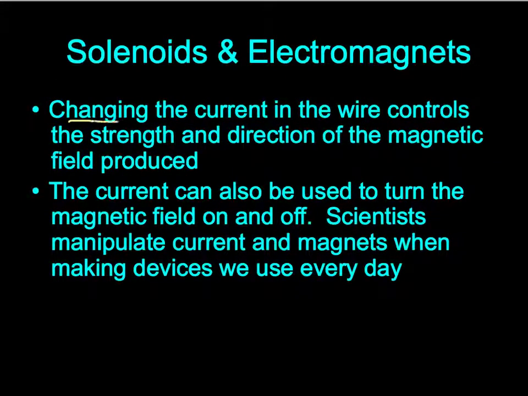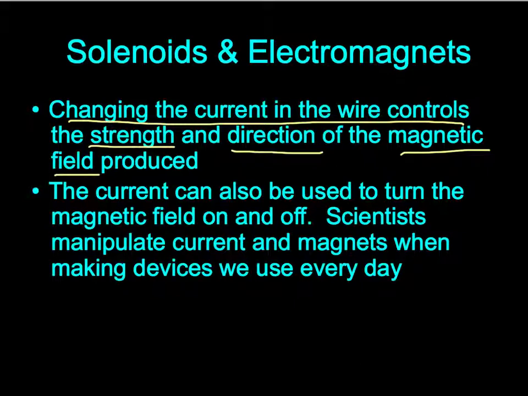Changing the current in the wire can change the strength and direction of the magnetic field. So if we change the current, we can change the strength and the direction, because when we are changing the current, we're allowing more or fewer electrons to pass through, and that will determine what the strength of the electromagnet is.